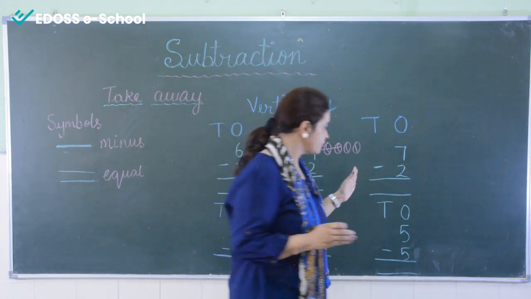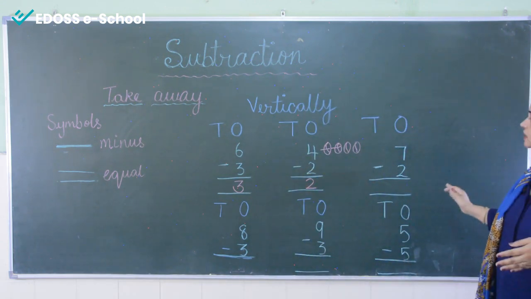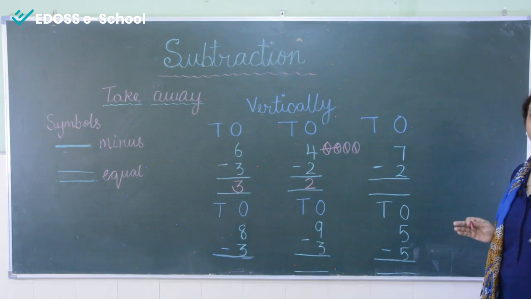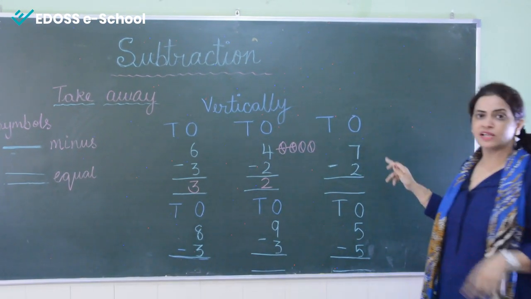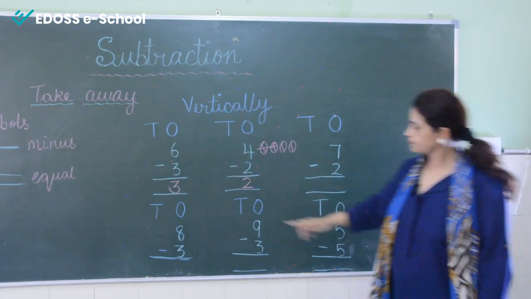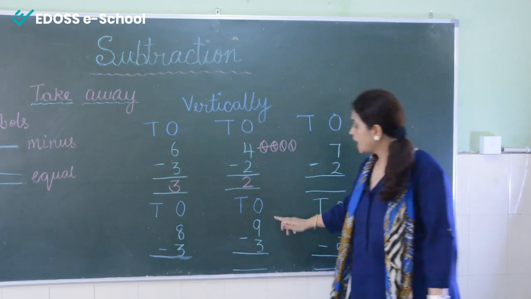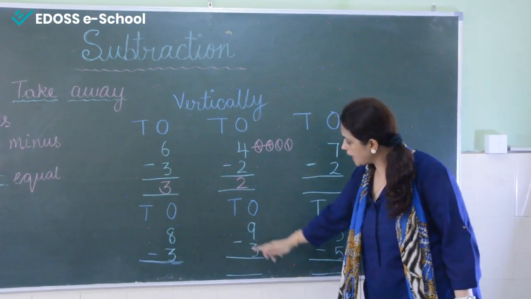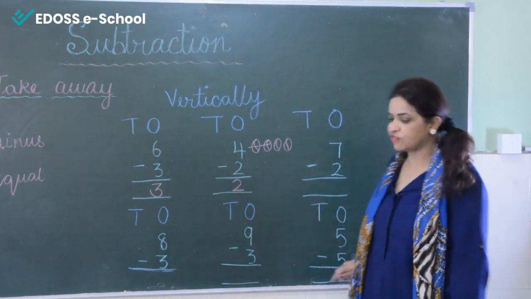Now here are few subtraction problems which I have given. So children, note them down and do it and solve them at your home. What is this? I will read it out for you. 7 minus 2, 8 minus 3, 9 minus 3 and 5 minus 5.